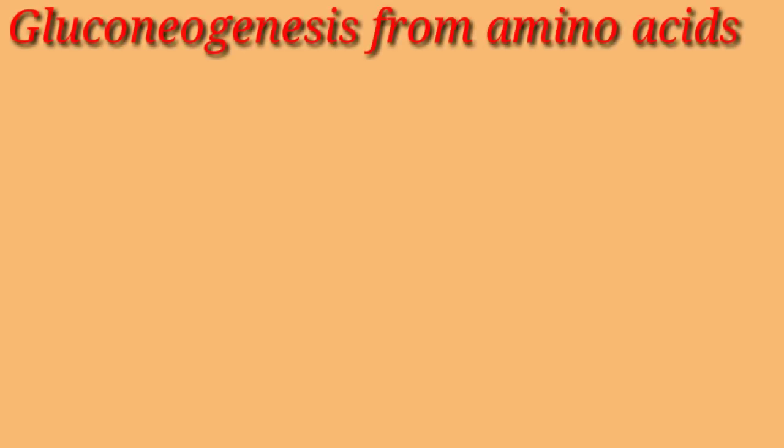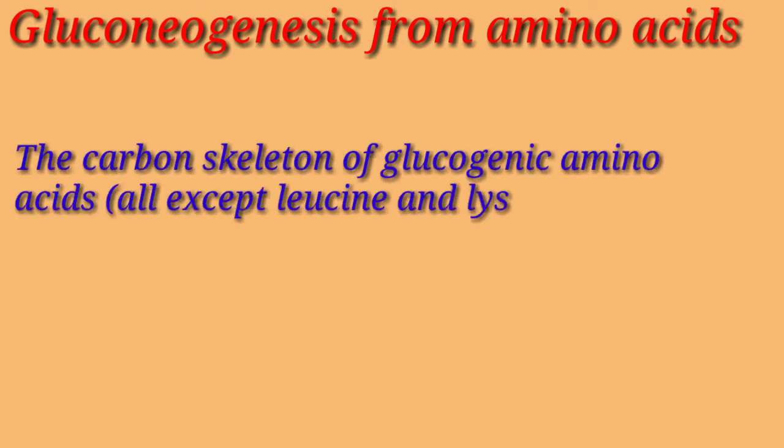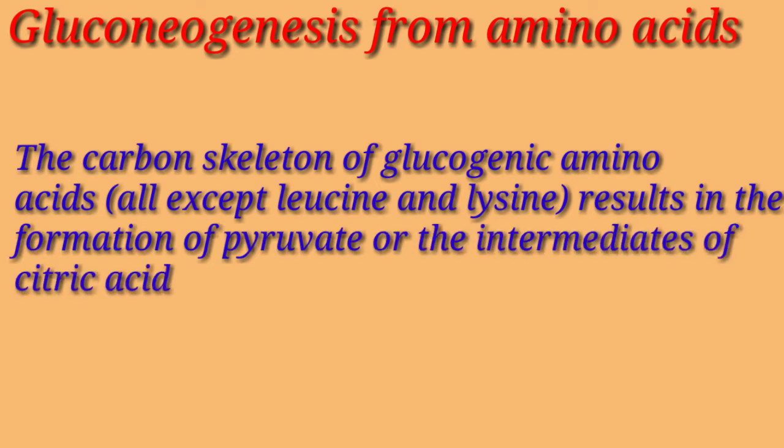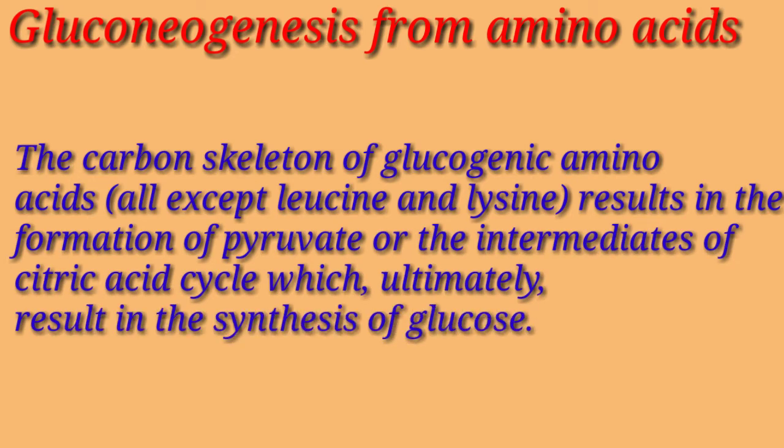Next, we shall see gluconeogenesis from amino acids. The carbon skeleton of glucogenic amino acids results in the formation of pyruvate or the intermediates of the citric acid cycle, which ultimately result in the synthesis of glucose.